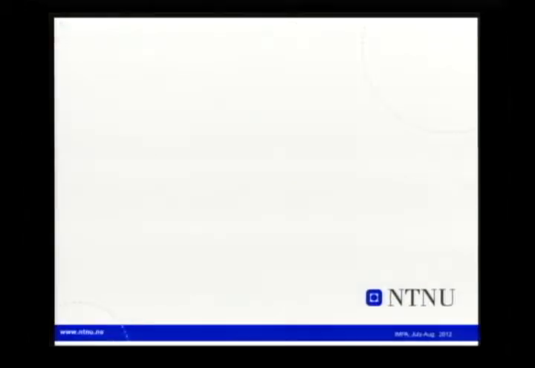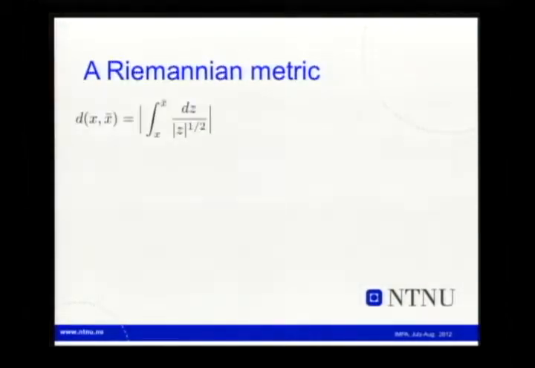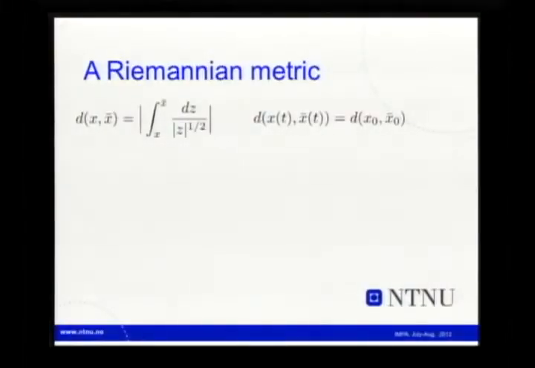So by looking at the equation, it's not difficult to come up with this metric that divides by the square root here. And in this metric, the distance between two solutions is unchanged. It's conserved when t evolves. So this is a metric that will make it Lipschitz. It's not Euclidean, but I will show how to derive this in a Riemannian context.